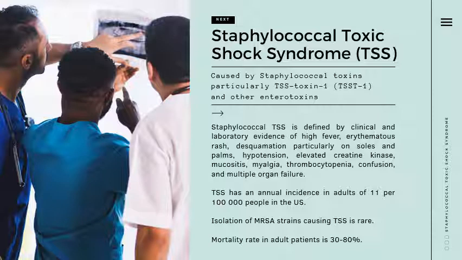TSS has an annual incidence in adults of 11 per 100,000 people in the United States. The isolation of methicillin-resistant Staphylococcus aureus or MRSA strains causing TSS is very rare. The mortality rate in adult patients is about 30 to 80%, which is pretty high.